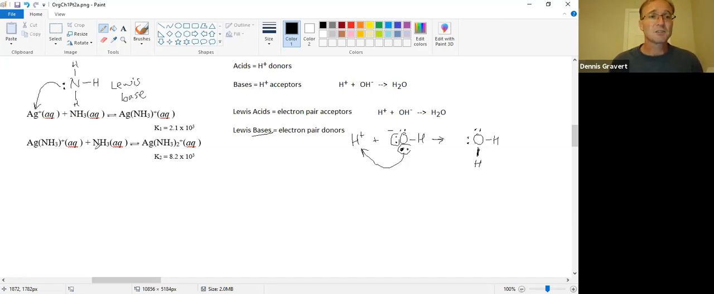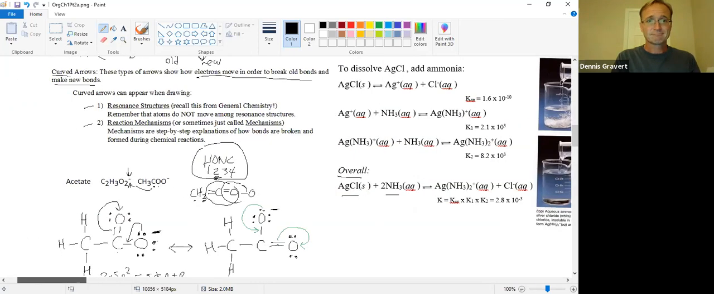Okay, and then we're going to do it again. The ammonia molecule still has a lone pair, and the second one is going to connect to the silver so that we have 2 ammonia molecules attached to silver, and that makes 1 single molecule of complex ion. There we go. Those are our curved arrows. Let me scroll over here real quick to make sure I didn't forget anything. I think we're good.